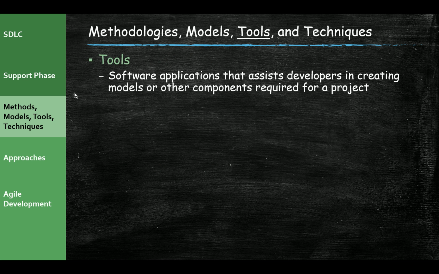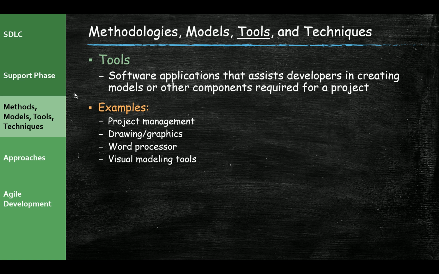So tools are the software applications that assist developers in creating models or other components required for a project. So the tools are the things that we're using while we're doing this analysis and design. Some examples of tools: project management software, drawing and graphics tools, word processors, visual modeling tools like Visio or Enterprise Architect, integrated development environments, or IDEs, things like NetBeans or SQL Management Studio, and things like that can help us design a system.